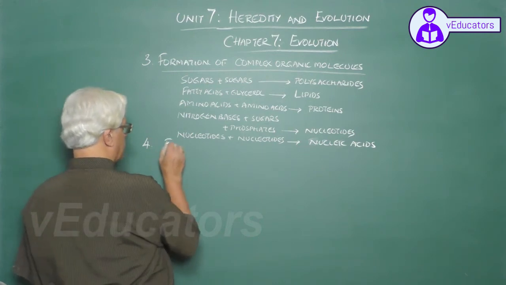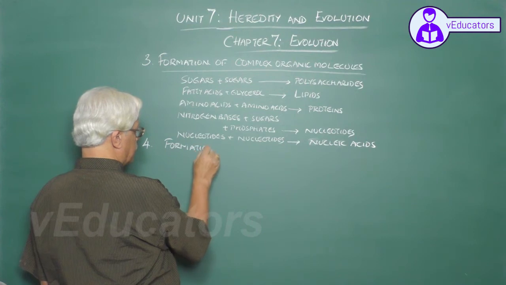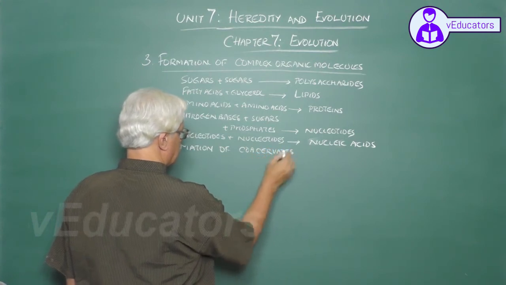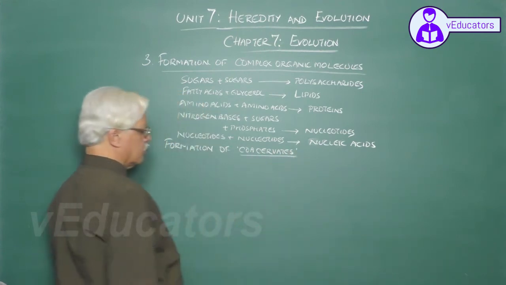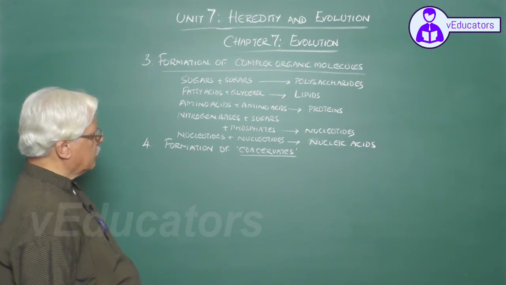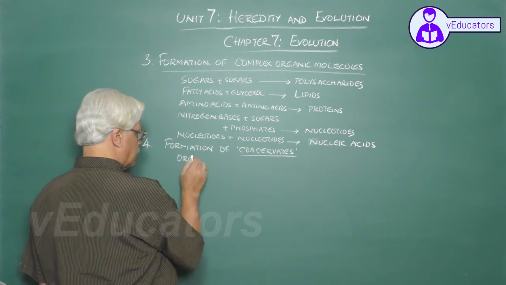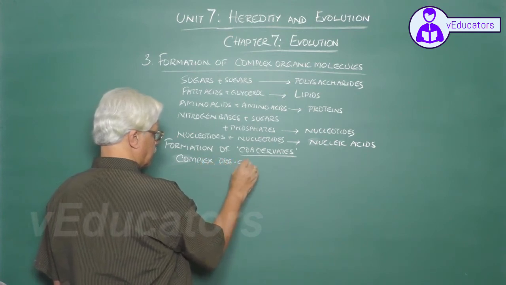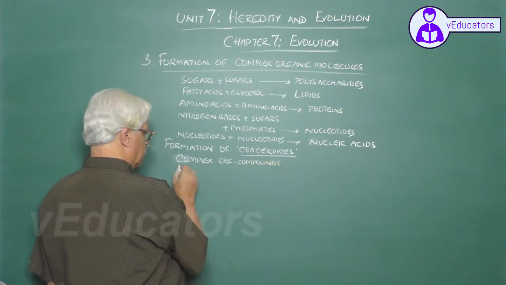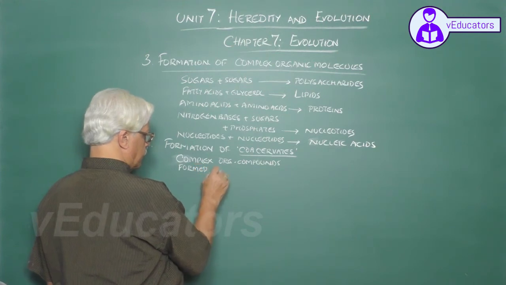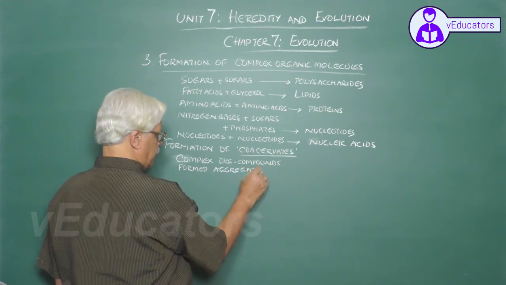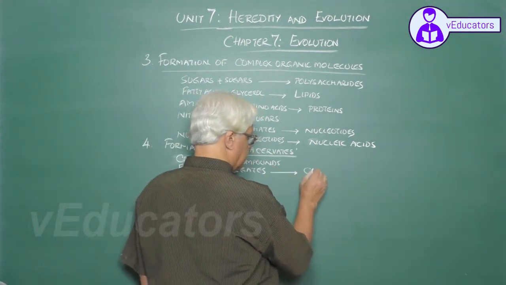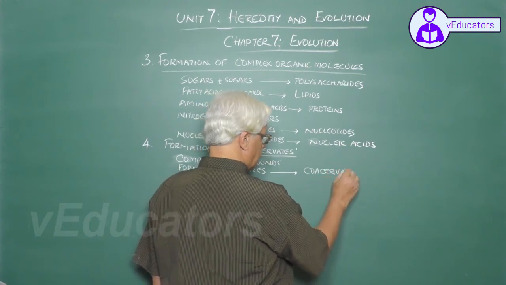And in the next stage, we see the formation of what are known as coacervates. So, these various organic compounds, the various complex organic compounds, formed aggregates. And these aggregates had a colloidal nature, and they have been called as coacervates.